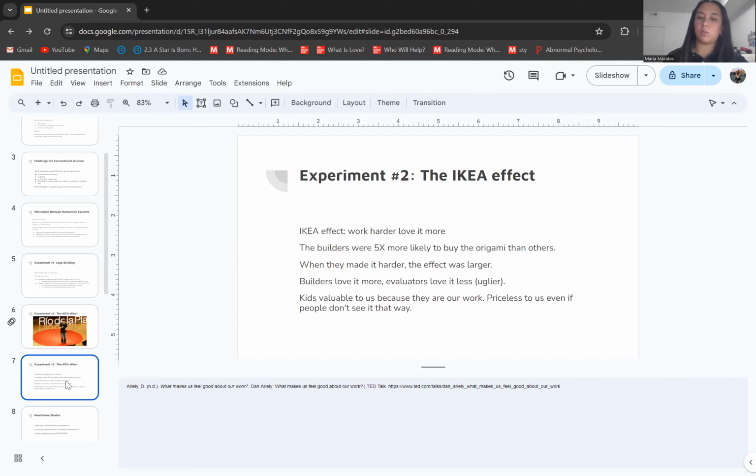And this finding was even greater when the origami pieces were harder to make. So when the builders struggled while making it, they were more likely to buy it. And the people who were looking at it were less likely to buy it when it was harder to make, because it tended to also be uglier, is what he was explaining.